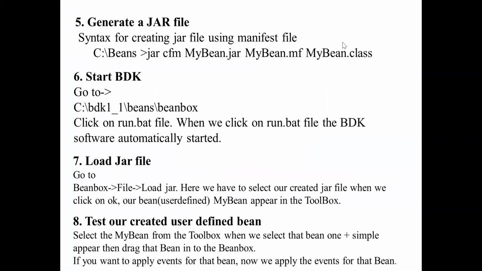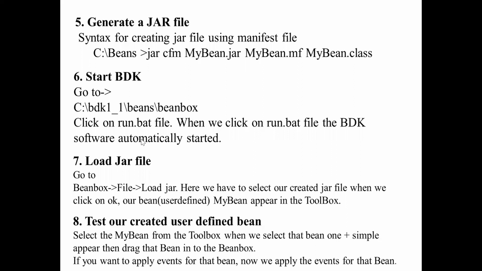And the fifth one is generating the jar file. That is, C:/beans> jar cfm mybean.jar mybean.mf mybean.class. We create the jar file to compress a very large number of files. Then we can start the BDK. Go to the BDK.